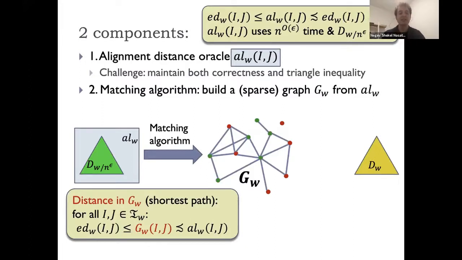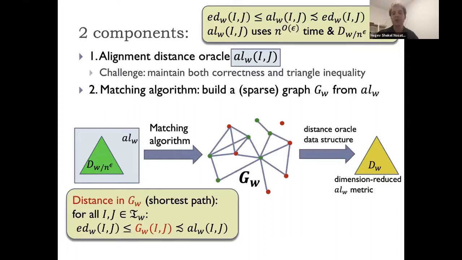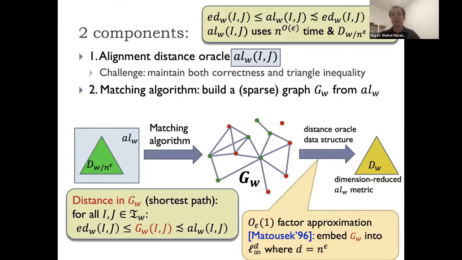It's always an upper bound for every pair of intervals. And again, it's a constant approximation on average for every alignment, and also for the optimal alignment. Once we build this graph G sub w, we simply use a distance oracle data structure. The only thing we need is, again, to guarantee both correctness and triangle inequality. Therefore, we cannot use any distance oracle that just guarantees correctness, but we need to use one that preserves triangle inequality.